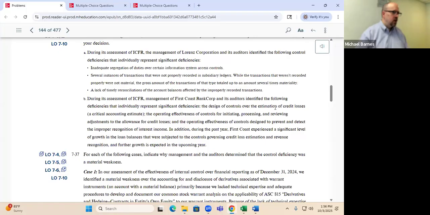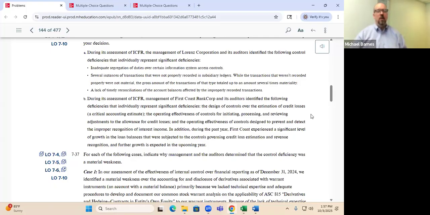All right. During its assessment of ICOFR, management of First Bank Corp and its auditors identified the following deficiencies that individually represent significant deficiencies: the design of controls over estimation of credit losses, a critical accounting estimate; the operating effectiveness of controls for initiating, processing, or reviewing adjustments to the allowance for credit losses; and the operating effectiveness of controls designed to prevent and detect improper recognition of interest income. In addition, during the past year, First Bank experienced a significant level of growth in loan balances subject to controls governing credit loss estimation and revenue recognition, and further growth is expected in the upcoming year.